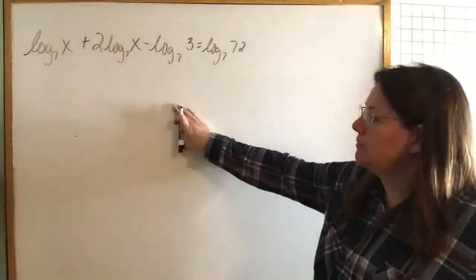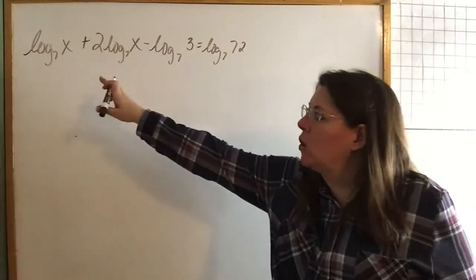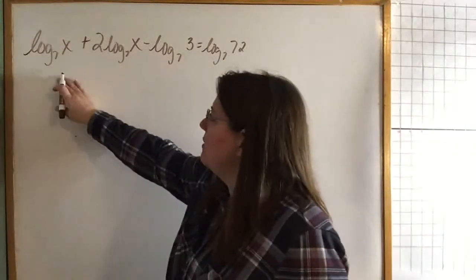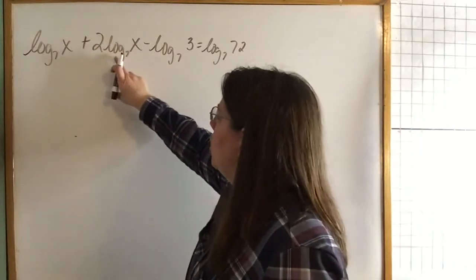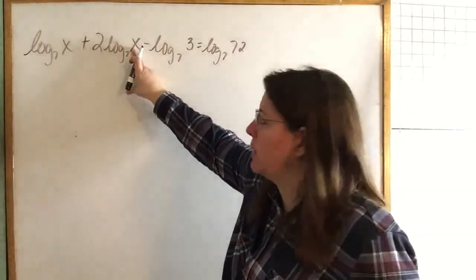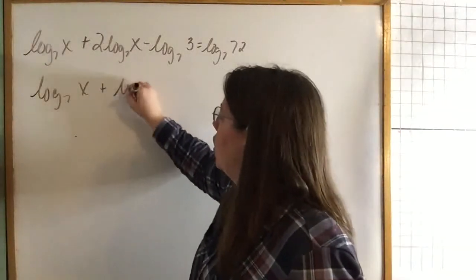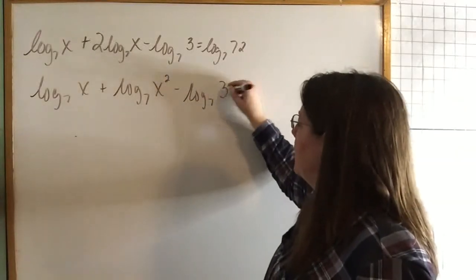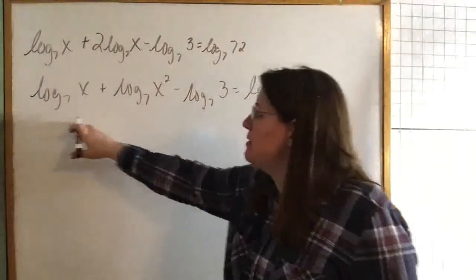For this one, the first thing I notice is that I've got logs on both sides, but I've got more than one log on this side, so I know I need to use my properties to condense that a little bit. So log base 7 of x plus 2 log base 7 of x. The 2 log base 7 of x would be log base 7 of x squared. Remember, using your powers property. So I'm just going to do that first. Log base 7 of x plus log base 7 of x squared minus log base 7 of 3 equals log base 7 of 72.